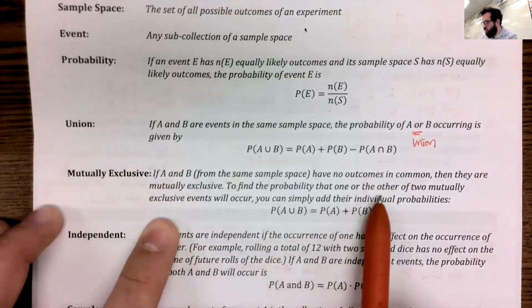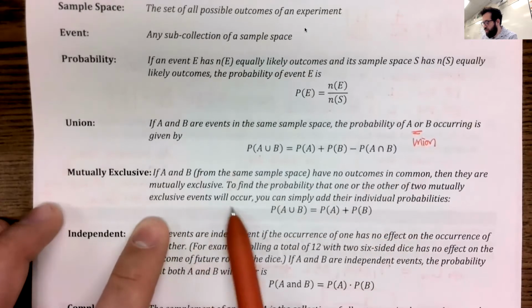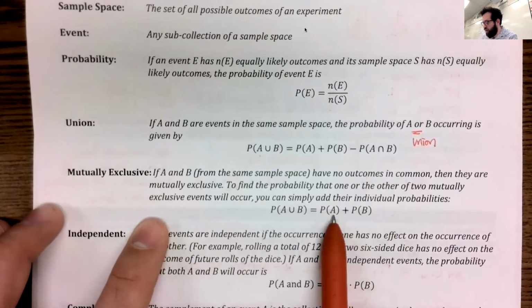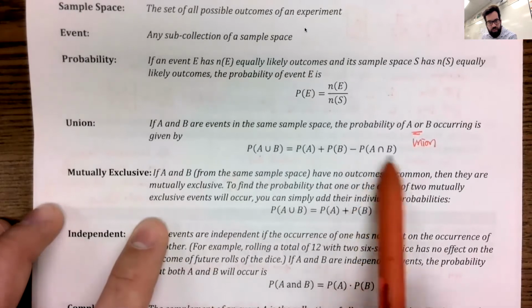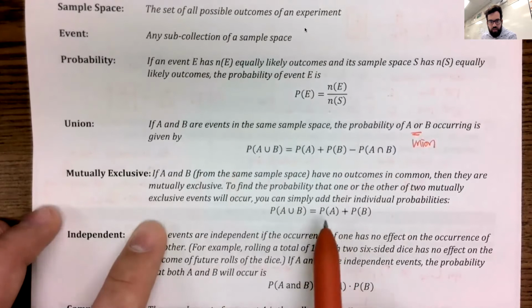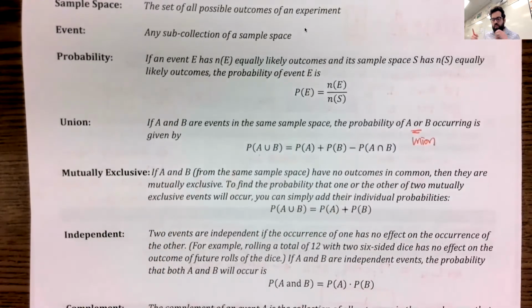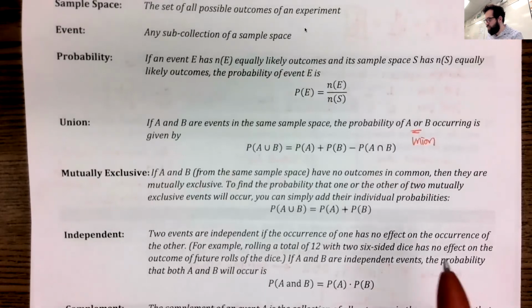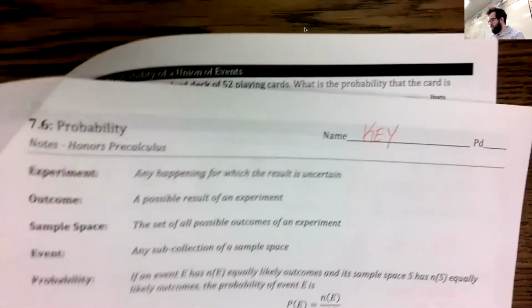To find the probability that one or the other of 2 mutually exclusive events will occur, you can simply add their individual probabilities because they don't have any overlap, so we don't have to subtract anything. So that's the only difference with mutually exclusive events. They're exclusive, means they're completely separate. It's like if you exclude someone from your friend group. And mutually exclusive means like one excludes the other and the other excludes the first one. So they're mutually separate. So we don't have to worry about subtracting any overlap because there is no overlap. That's really all that's going on here with this one.